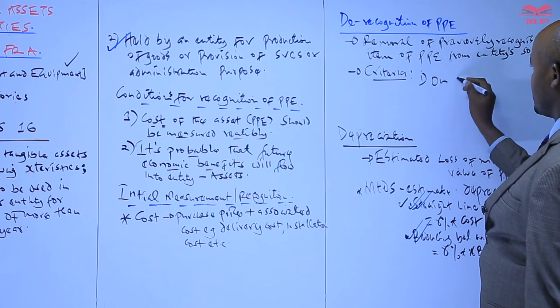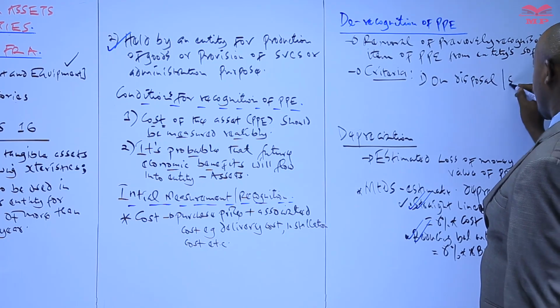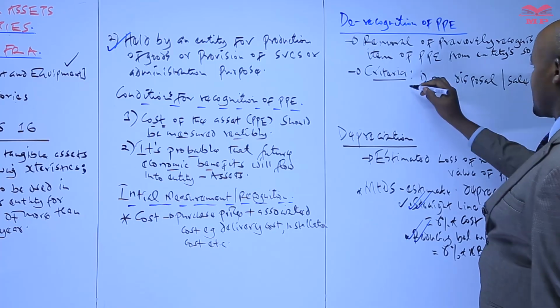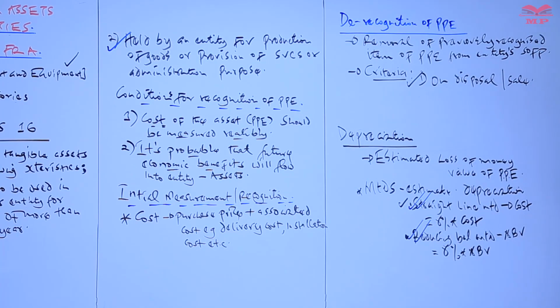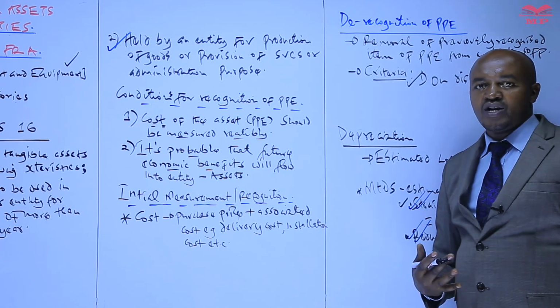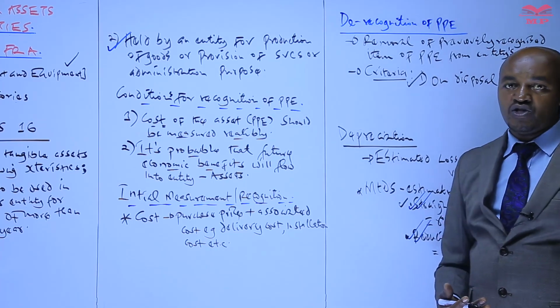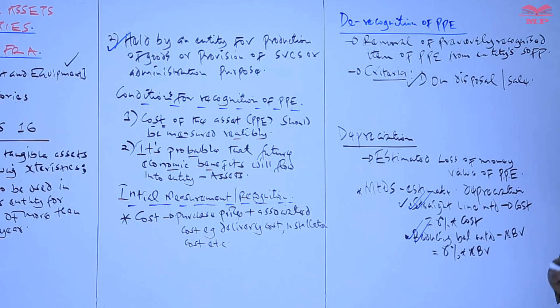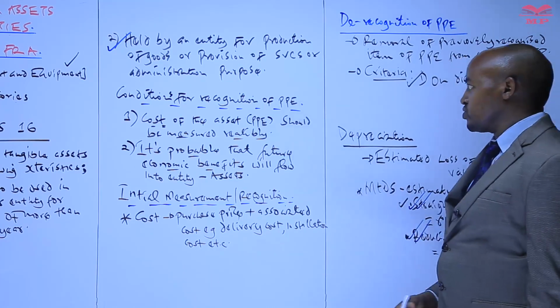One is on disposal, or basically on sale. So once an asset has been sold, in other terms, once the asset has been disposed, it is obvious that the company cannot continue recording it in its statement of financial position simply because the company is not deriving any economic benefit from that asset. The asset has already been sold.